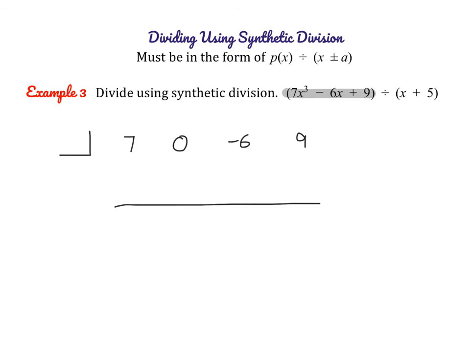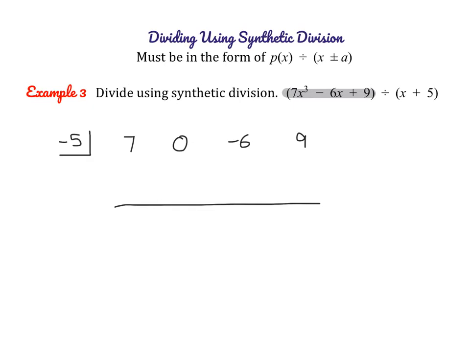So in the box, we're always going to put the opposite of the number we see here. So if I see a positive 5 here, we're actually going to put a negative 5 in the box. So again, this would be like a factor that we're dividing by. If the factor is x plus 5, the reasoning down the line is that the 0 would be negative 5. So it's always the opposite number here.